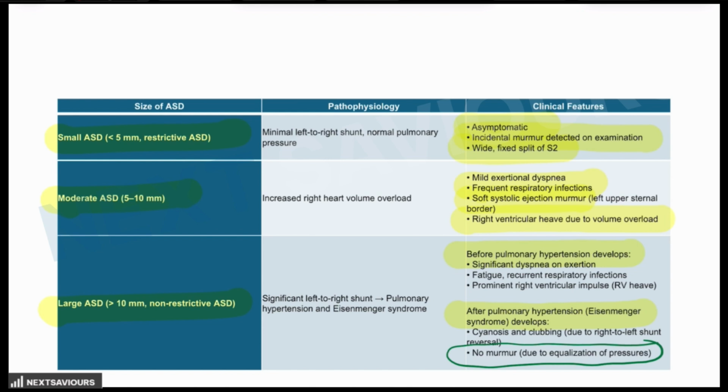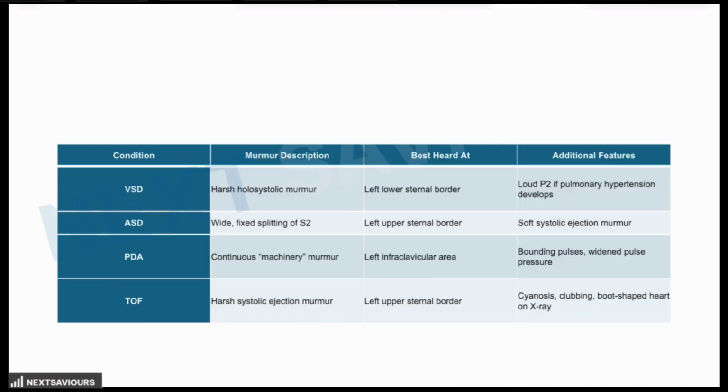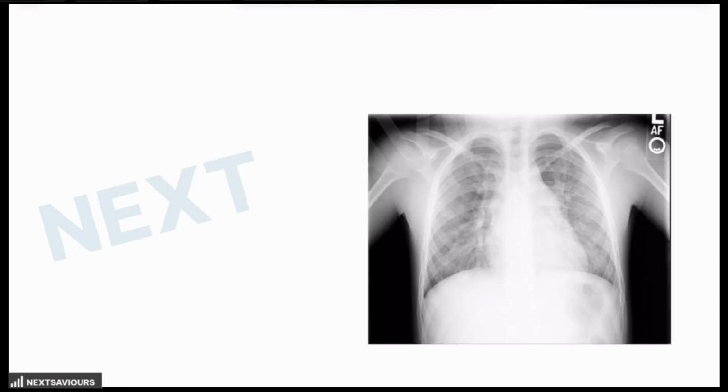So hopefully you have understood everything related to the clinical features of this. Also, in case of ASD, the typical murmur finding is wide fixed splitting of S2, which is best heard at the left upper sternal border. Coming on to the X-ray findings, right atrial and right ventricular enlargement is there with increased pulmonary blood flow. These are the features on the X-rays related to ASD.